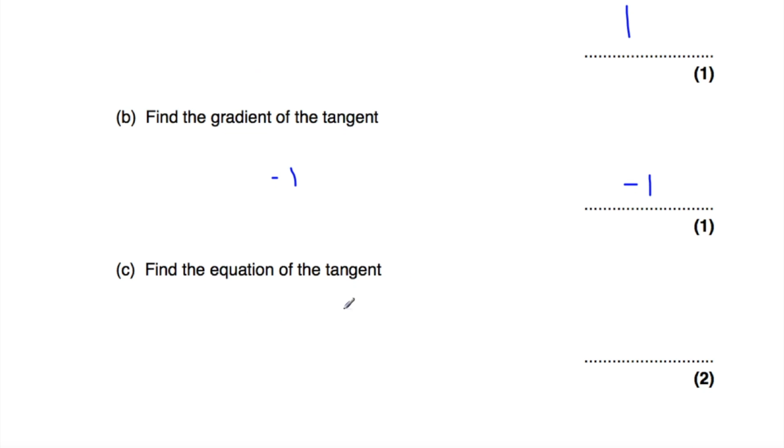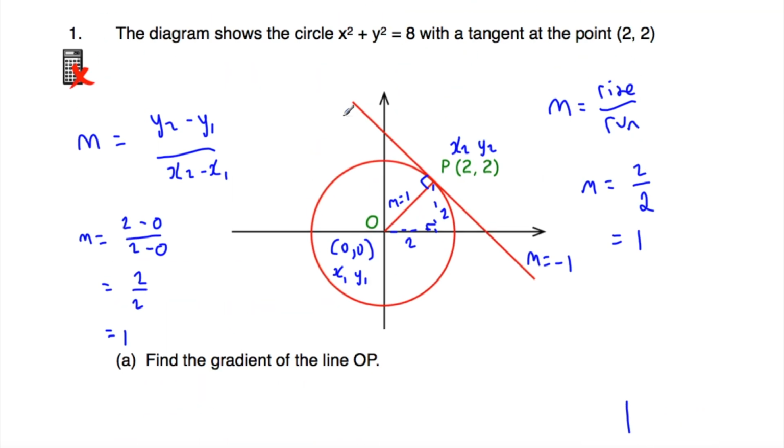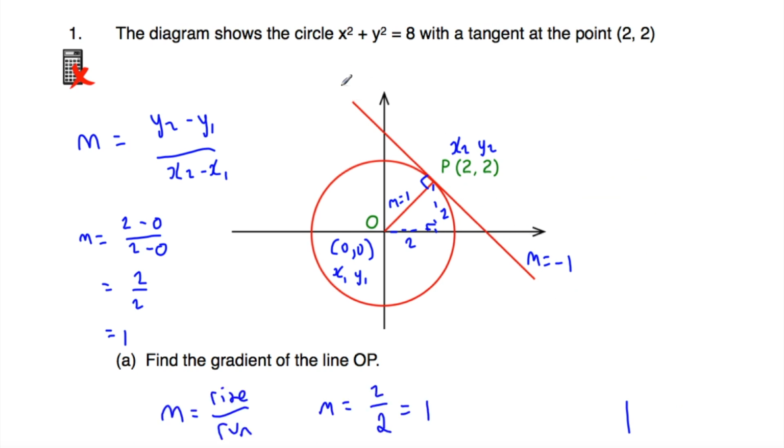Part C says find the equation of the tangent. So we want to find the equation of this tangent now. If I wanted to find the equation of this tangent, it's a straight line, and the equation of a straight line is in the form y equals mx plus c.